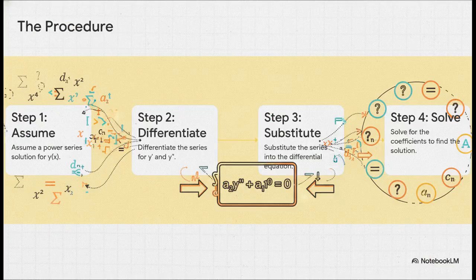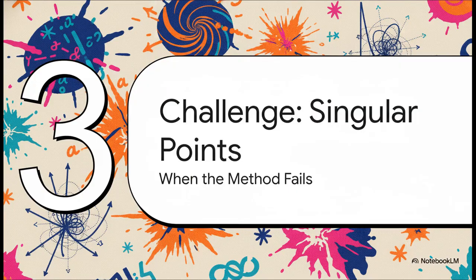And what you get is this really clean step-by-step process. You just assume the solution has that power series form, take its derivatives, plug everything back into the original equation, and then solve for the coefficients. It's a surprisingly elegant way to unravel the problem. But what happens when the equation isn't so well-behaved? This is where things get interesting.